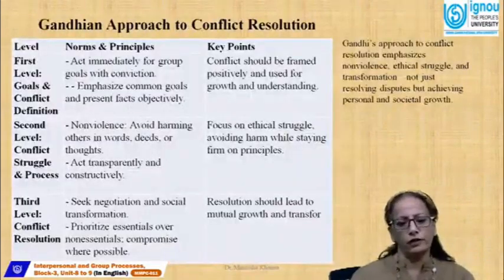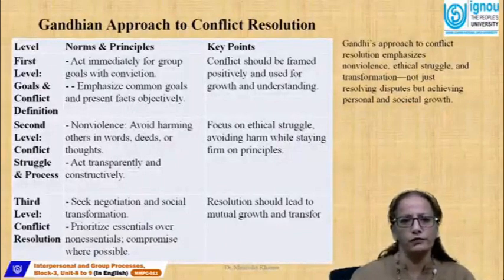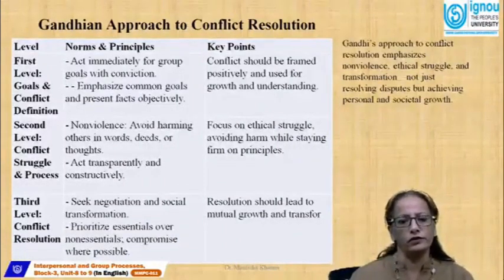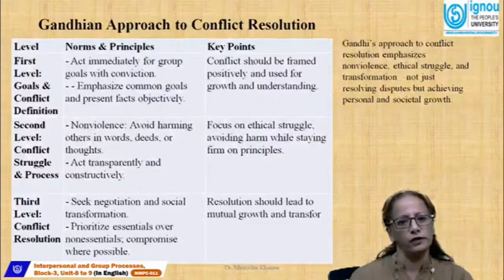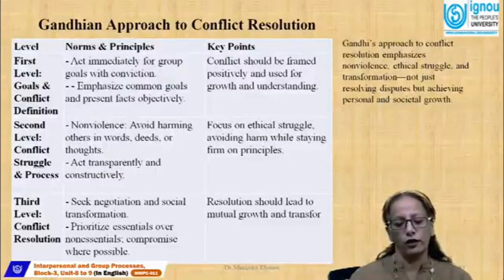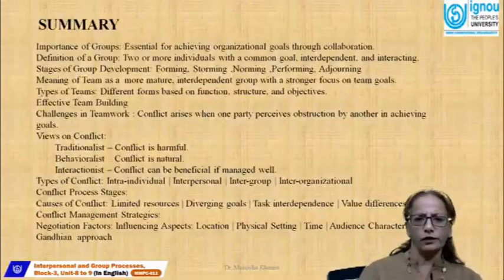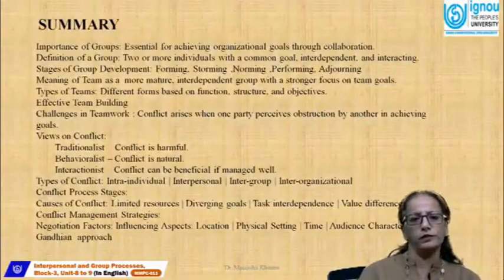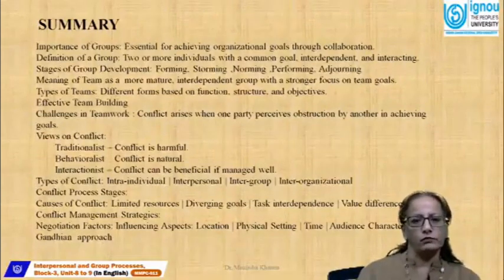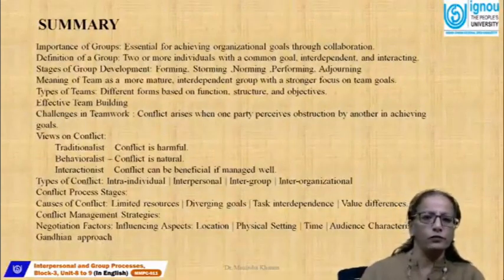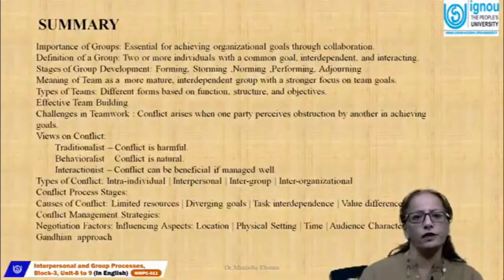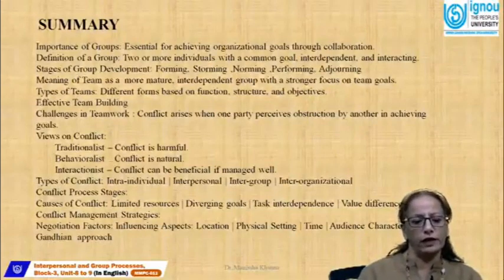The Gandhian approach of conflict resolution happens to be: first level as goal and conflict definition, then second level is conflict strategy process, and third level is conflict resolution. That happens to be resolution should lead to mutual growth and transfer. So overall we have learned about the importance of groups. Then we know about the meaning of the group, the teams, formation of teams, definition of team building, and how effective team building happens.